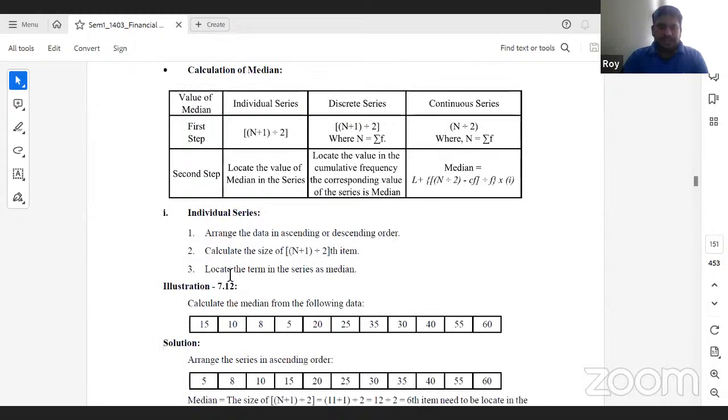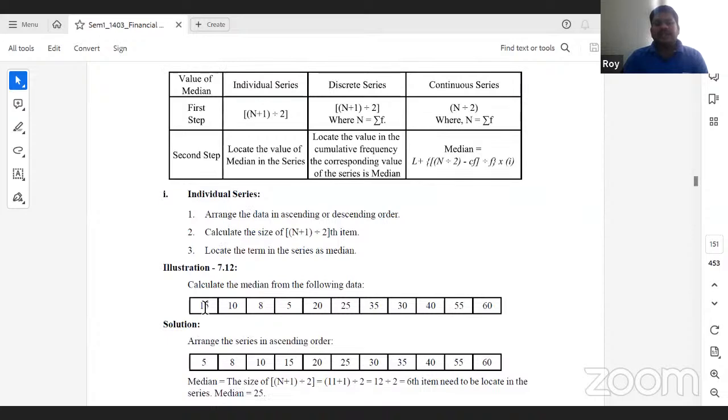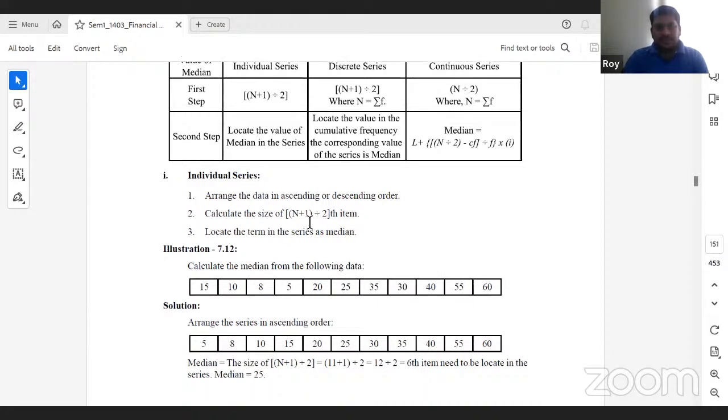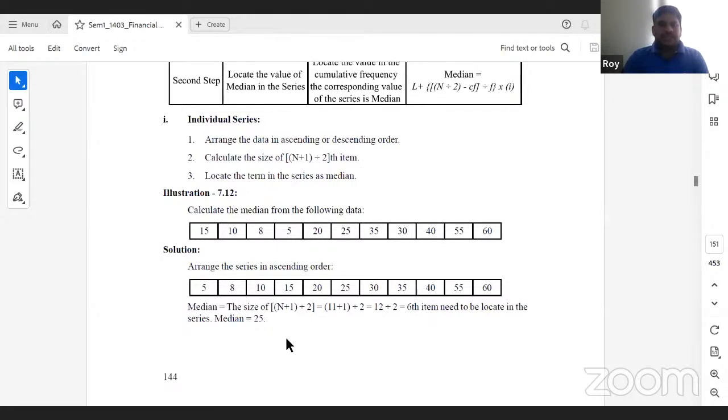Now, for example, let us arrange the data in an individual series. If you want to find which one is the mid value, we need to know the position. This is the first position, second position, third position, and we need to count how many there are: 3, 4, 5, 6, 7, 8, 9, 10, 11. Okay, 11 plus 1 divided by 2. Then 12 divided by 2 is 6. The sixth term is located as the median. And what is the sixth term here? The 25th one. This is how we calculate the median, right?